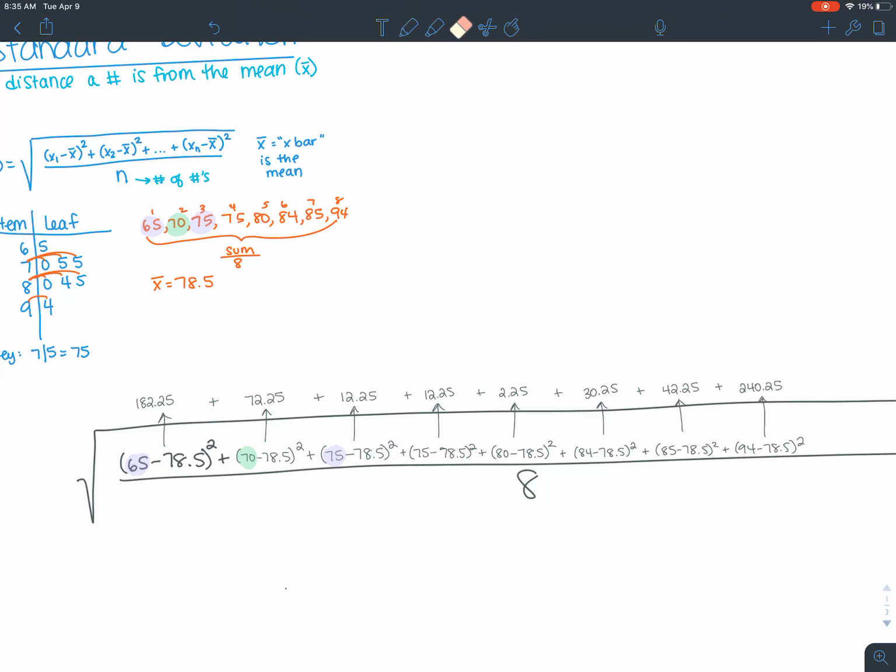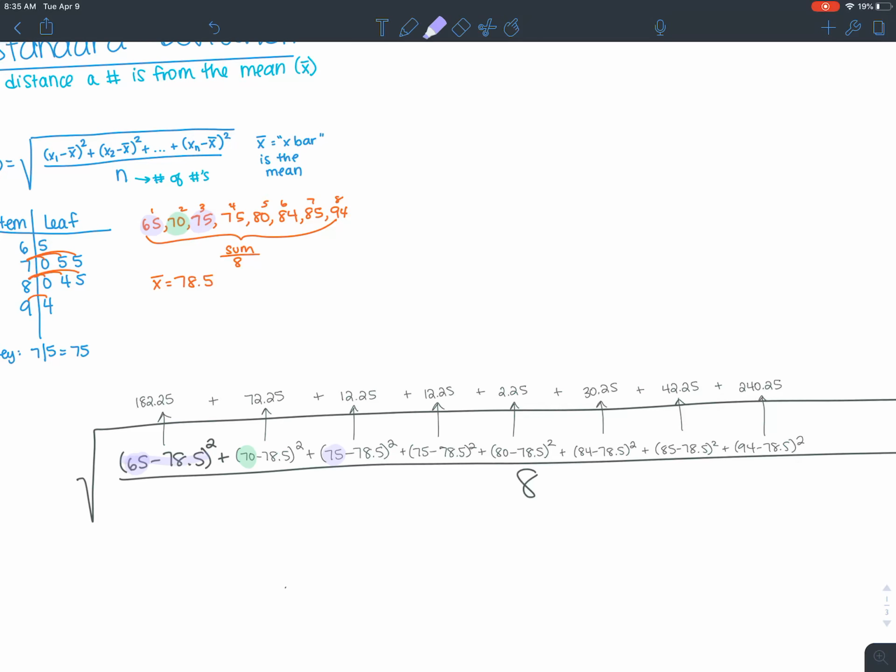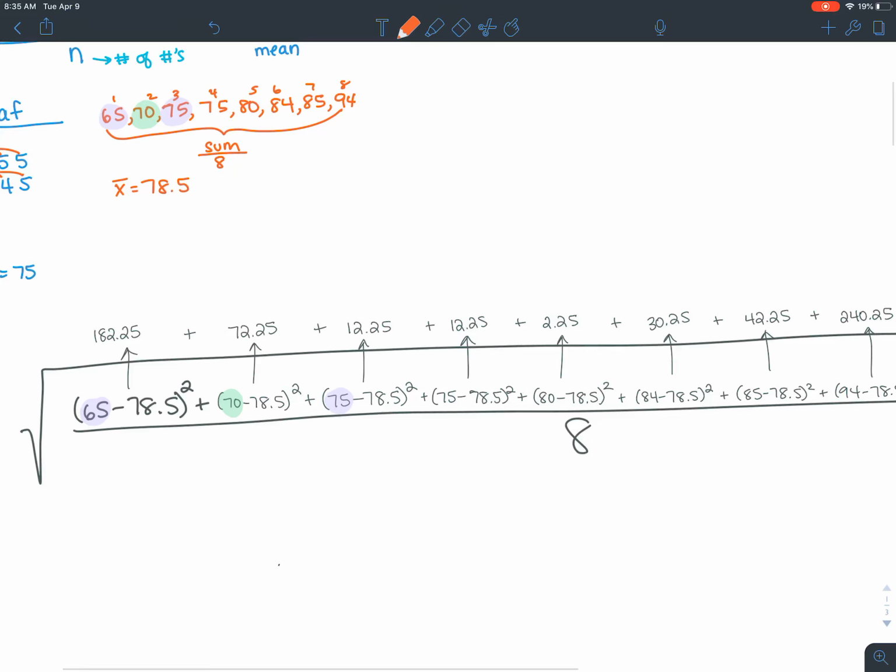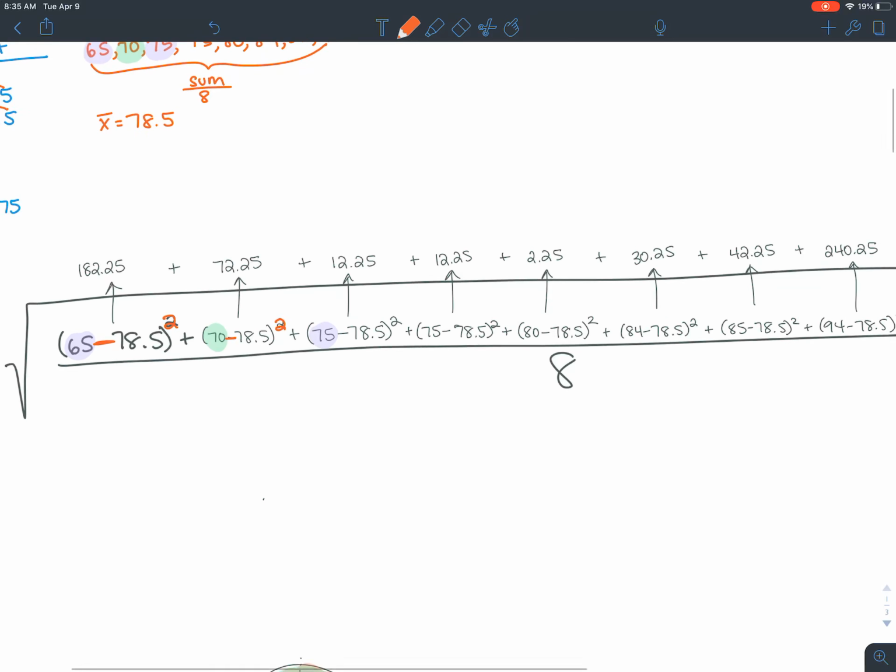Okay, so we're going to make sure that we have 1, 2, 3, 4, 5, 6, 7, 8 numbers. And then we went ahead and subtracted and then squared. So you have to subtract first and then square second. Subtract and then square. And so those are the values that are above.